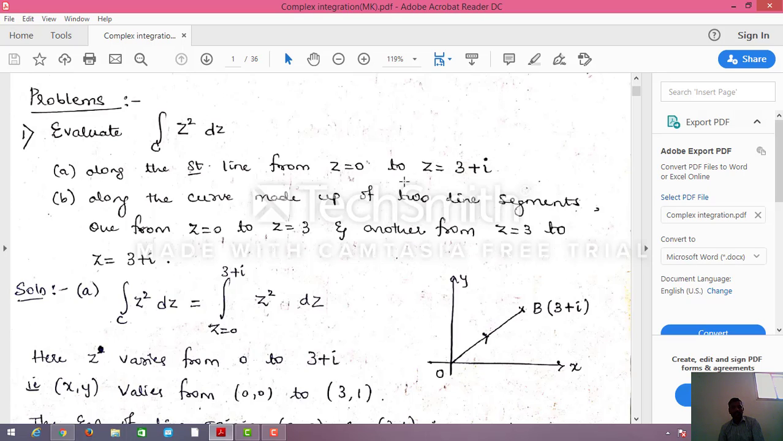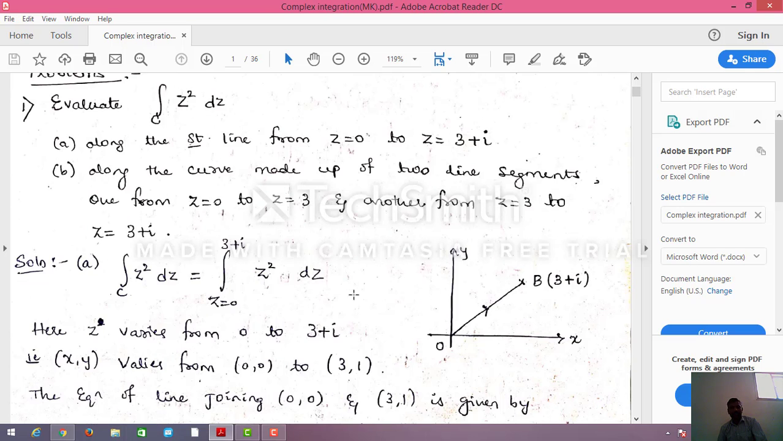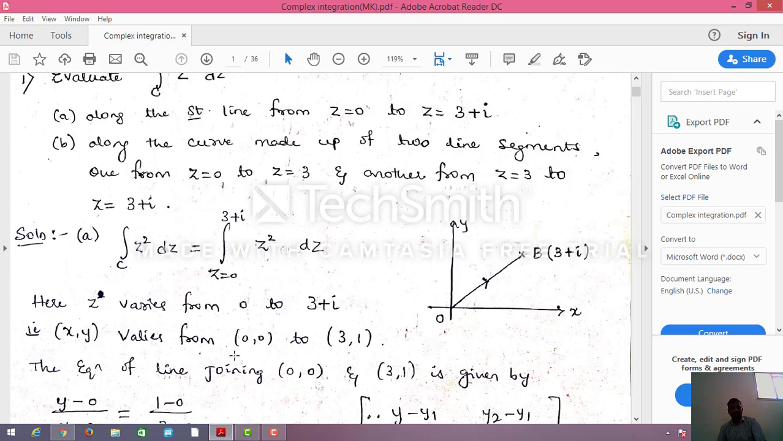So now the first one: z equal to 0 to 3 plus i, the integral of z square dz. Z varies from 0 to 3 plus i. What does that mean? Z contains two terms, z is nothing but x plus iy. So x comma y varies from 0, meaning the origin 0 comma 0, and 3 plus i means the x variable should be 3 and the y variable should be 1, that is 3 comma 1.